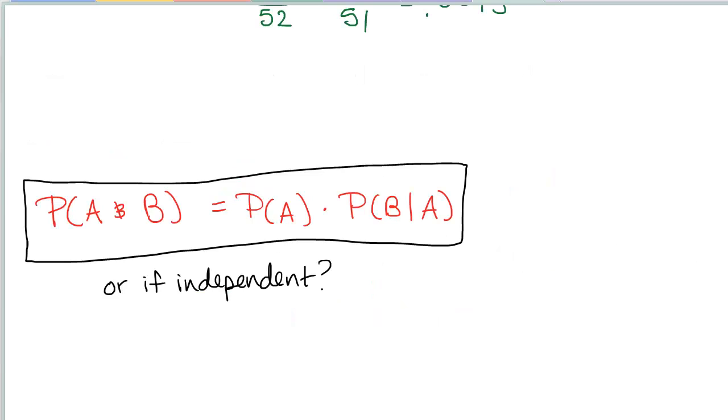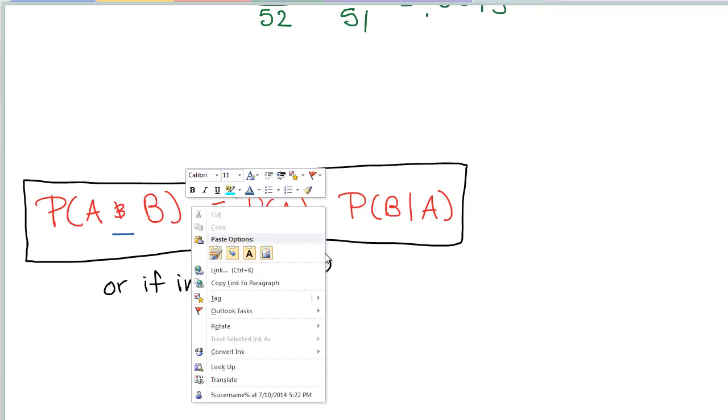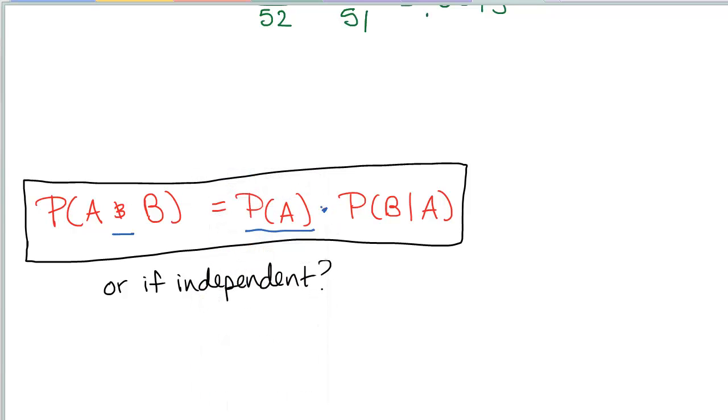So just to summarize here, when you have the probability of two events both happening, or an AND probability of A and B, this is going to be the probability of A, or the probability of the first event, and it doesn't really matter which one comes first, times, we're doing that multiplication, the probability of the other event given that the first event has already happened.